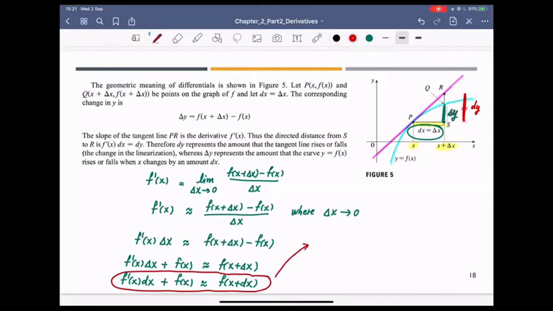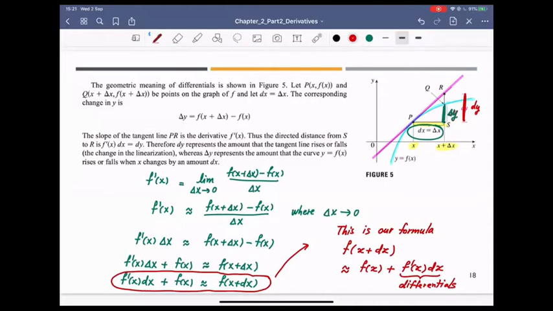So this is our formula that we are going to use for this section. Our formula is, if you want to compute the value of f at the point x plus dx, you can approximate it by using f(x) plus f prime x dx. This thing is called the differential, right? This is dy, the one that we just defined on the previous slide. So this is called the differential.